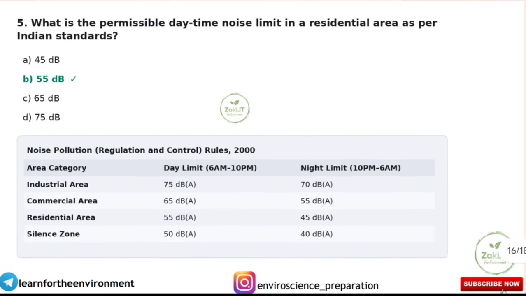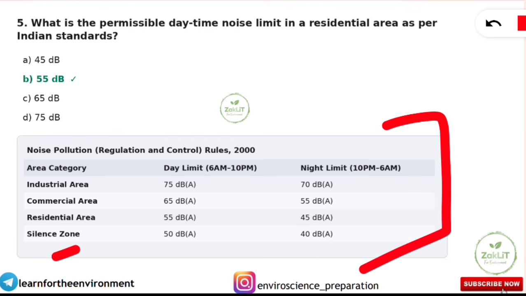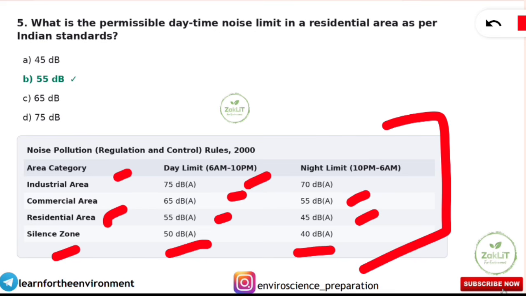What is the permissible daytime noise limit in the residential area as per the Indian standards? Yes, this is also important. This table you should learn first. In silence zone, the daytime limit, that is from 6 a.m. to 10 p.m., is 50 decibel and night time is 40 decibel. Residential area, 55 decibel is the daytime limit, 45 decibel is the nighttime limit. Commercial area, 65 decibel is the daytime limit and nighttime limit is 55 decibel. Similarly, in the industrial area, the limit is a little bit more, highest among the four zones, 75 decibel at daytime and nighttime 70 decibel as per the Noise Pollution Regulation and Control Rules 2000.